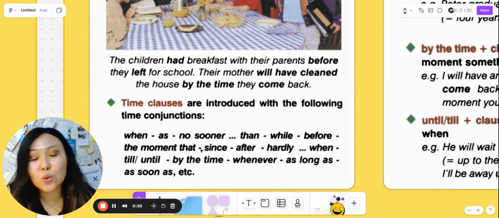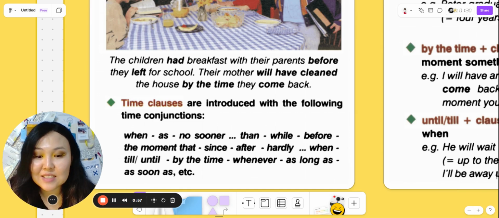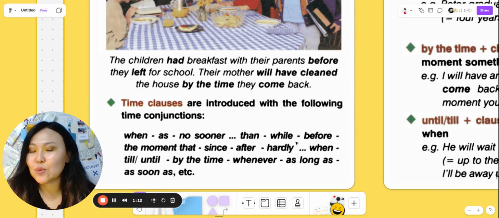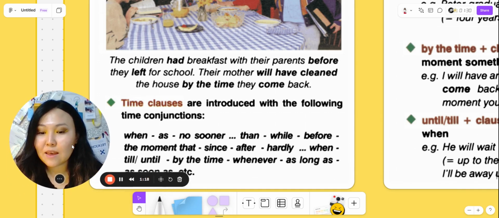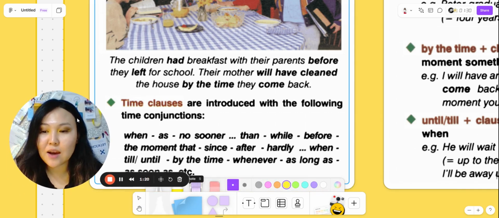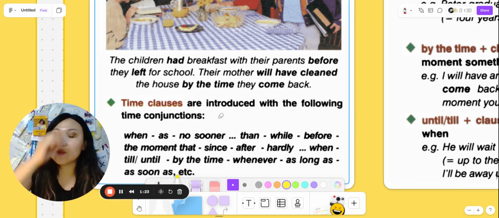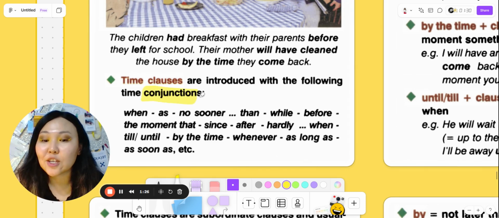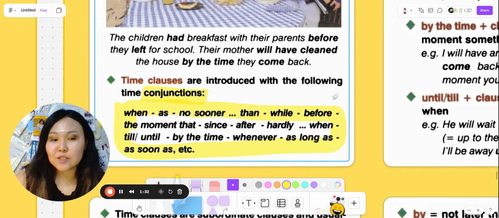When, as, no sooner than, while, before, the moment that, since, after, hardly when, till, until, by the time, whenever, as long as, as soon as, etc. I think hardly and when go together, so here we need something. One second, I want to take my highlighter. So here we can see the examples of time clauses, and the conjunctions we use for time clauses are here.